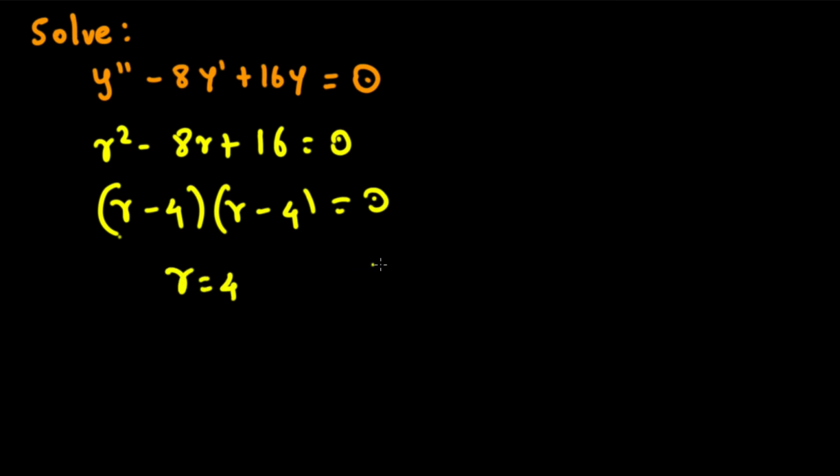There are three kinds of roots you can have. You can have distinct real roots, you can have equal real roots, and also you can have complex numbers. So based on that, the final solution for the differential equation will differ each time.